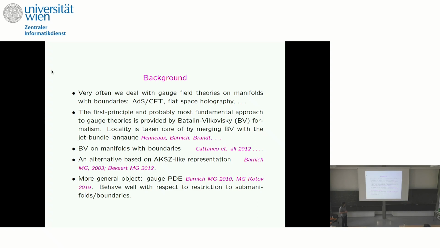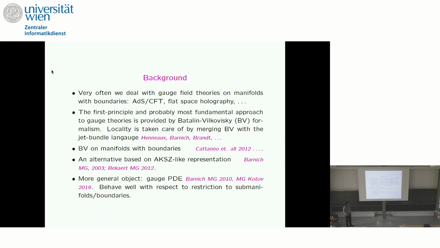At the same time, we know that once it gets to gauge theories, a proper setup for gauge theories is one or another version of the Batalin-Vilkovisky formalism. And because I am mostly talking about locality, which is very important for me, just like geometry, there is a version of this formalism which takes care of locality. There are various approaches to extend this setup to manifolds with boundaries. For instance, probably the most well-known one is by Alberto Cattaneo and collaborators. And there is an alternative one, which is mostly the one I'm going to talk about.